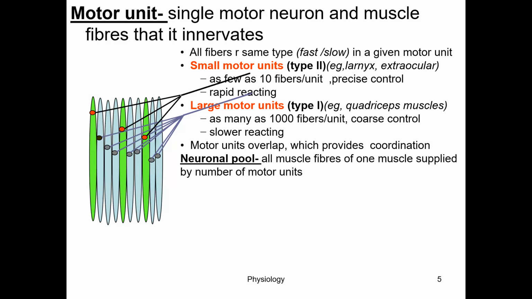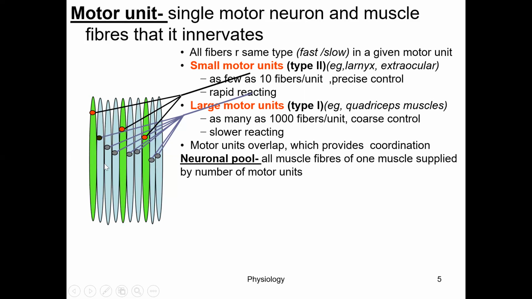So there is a difference between the neuronal pool and the motor unit. A single muscle is made up of a number of muscle fibers, and the individual muscle fibers supplied by one motor neuron are called a motor unit, while the whole muscle supplied by a number of neurons is called the neuronal pool.